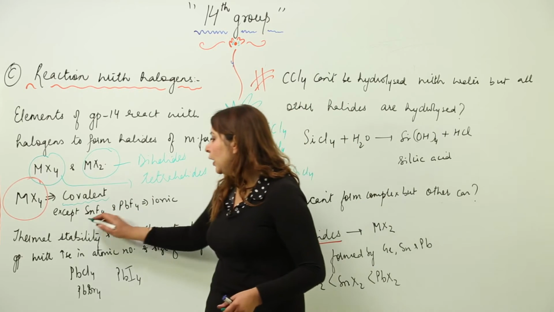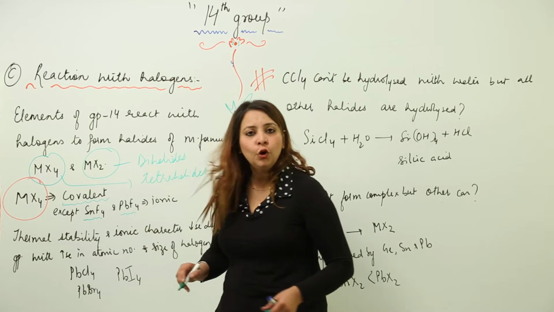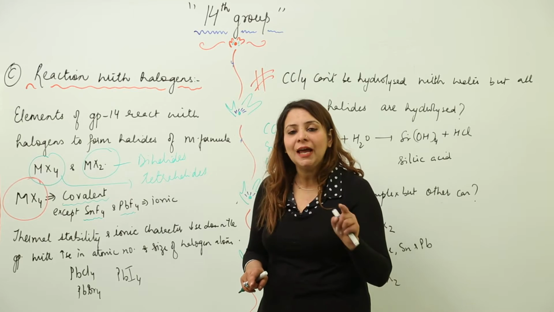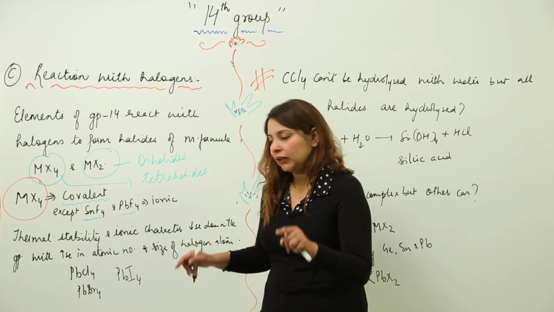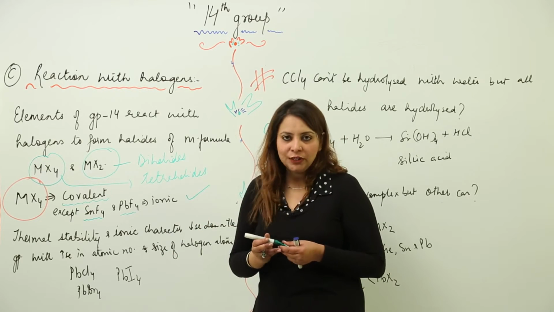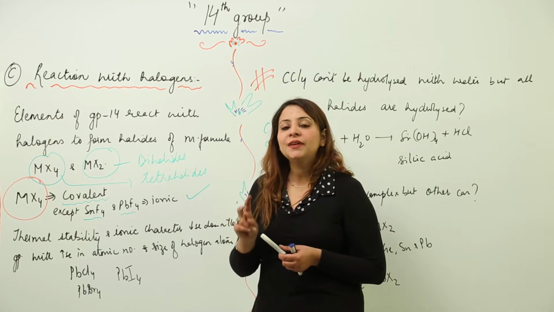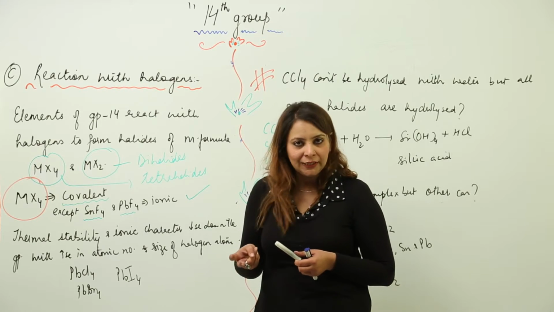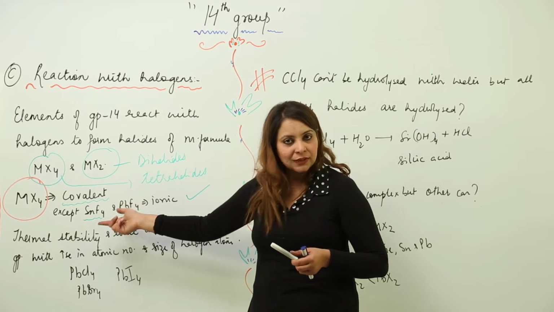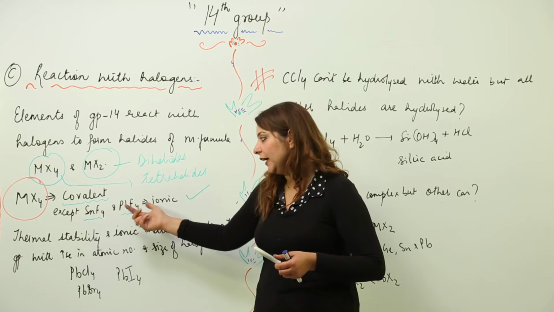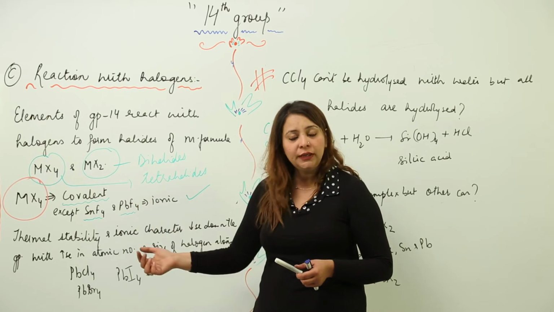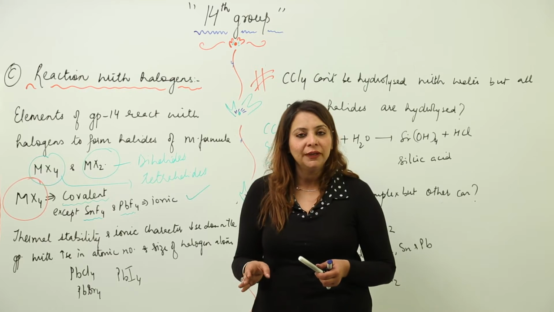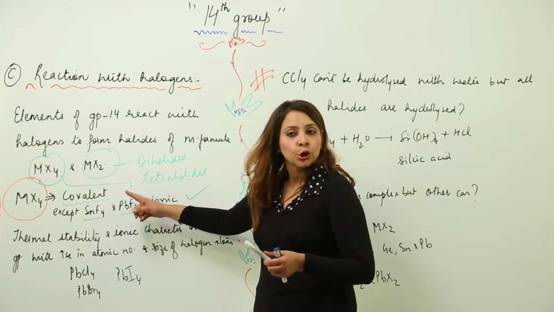But if we talk about SnF4 and PbF4, because there is a large electronegativity difference, the bond formed by tin and lead, particularly with fluorine, is ionic in nature. This you need to remember. And what is the reason? Whenever there is a large electronegativity difference, we know that the bond formed is ionic. That kind of difference is seen when tin combines with fluorine and lead with fluorine. Therefore the bonding is ionic. Otherwise with all the other halogens, whenever they form tetrahalides, the bonding is covalent.